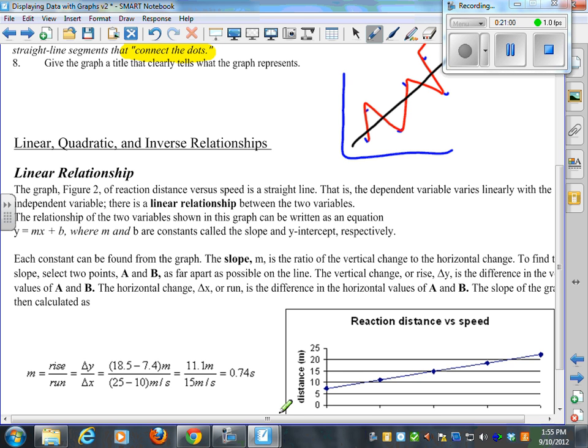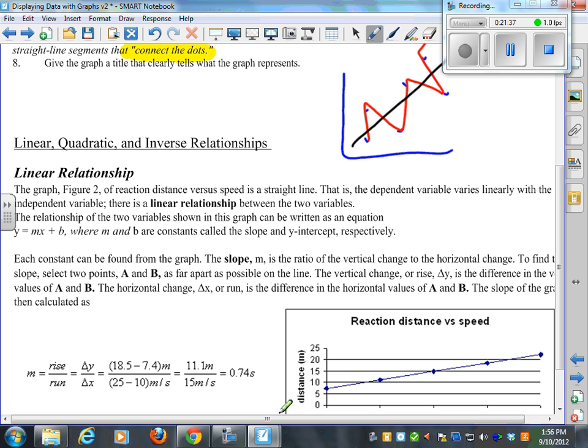What a linear relationship means, the graph's a straight line, but what does it mean about the data? If I double one, then the other one should double, right? That's a linear kind of relationship. Do you all remember what y equals mx plus b? Is y equals mx plus b universal across the globe? Y equals mx plus b.